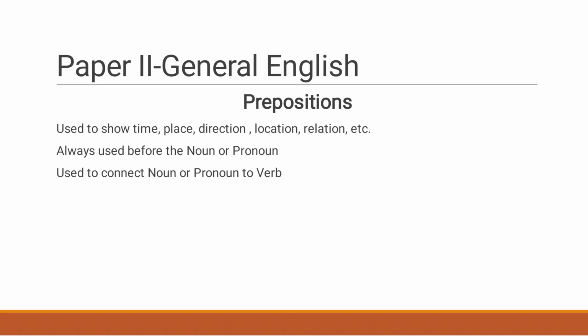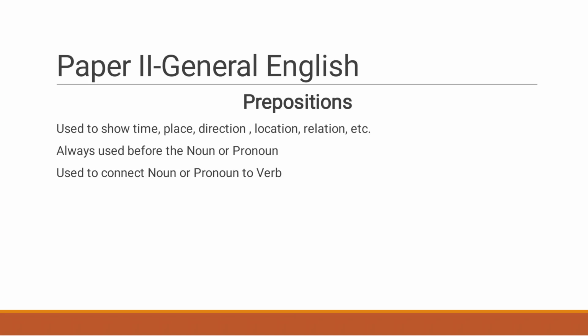All these prepositions are always used before the noun or the pronoun which is in the object place. This noun or the pronoun will be in the object place of the sentence. These prepositions are used to connect the noun or the pronoun to the verb.